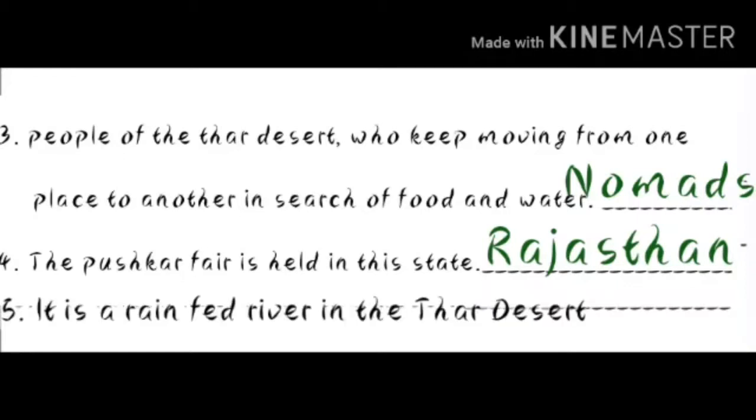Fifth one. It is a rain-fed river in the Thar Desert. The answer is Luni River. The only river that crosses these sands is the Luni. Rain-fed rivers are rivers that dry up in the summer, but flow through the rainy season. Luni River.